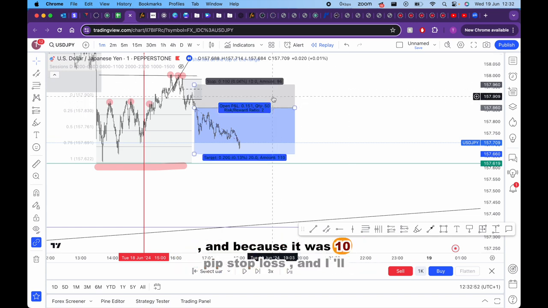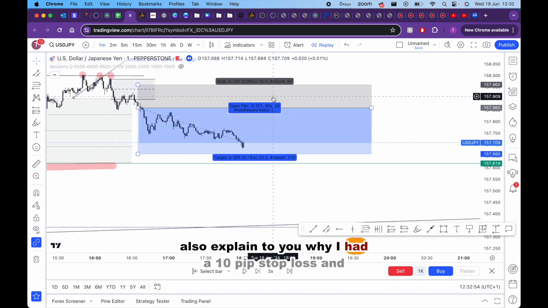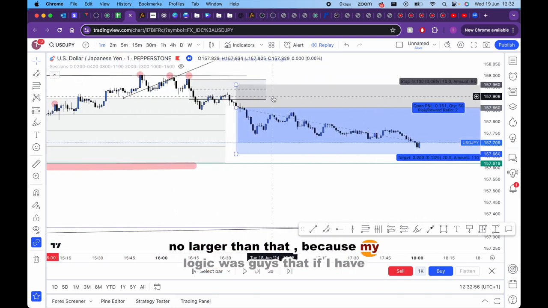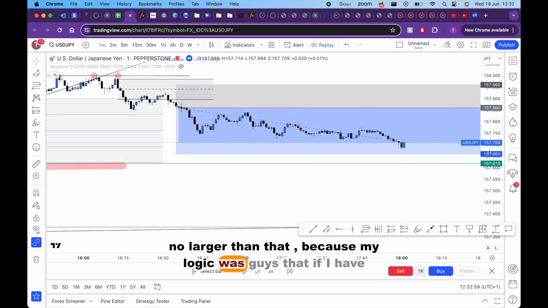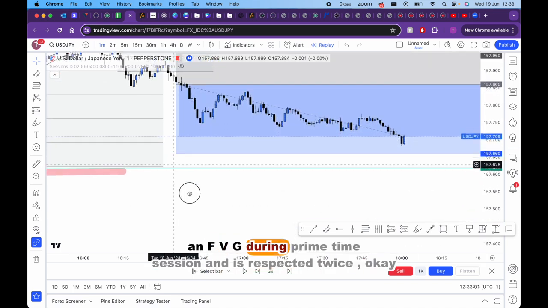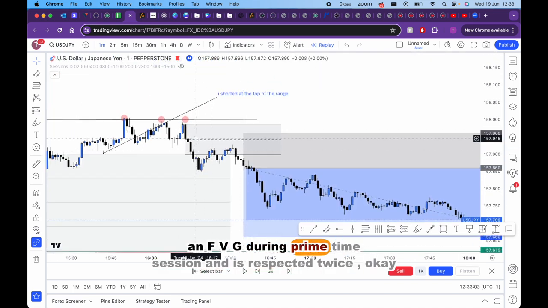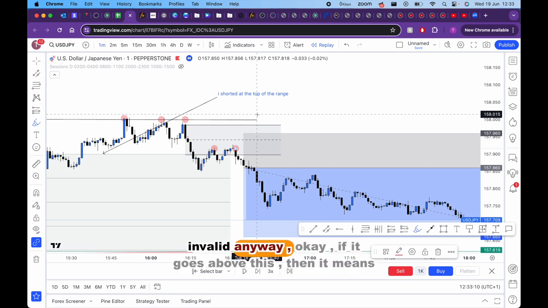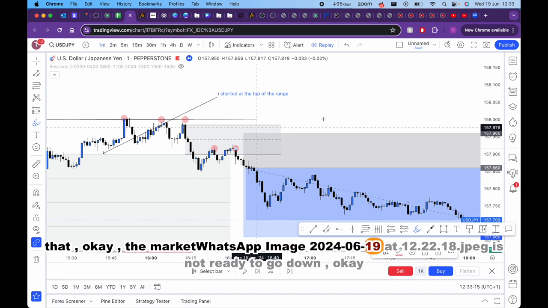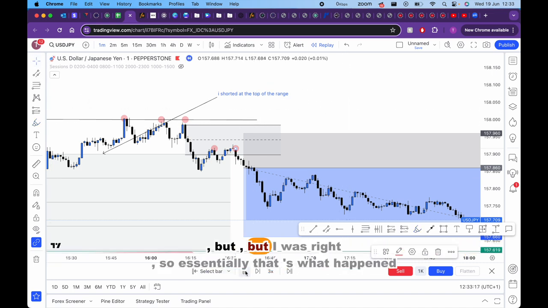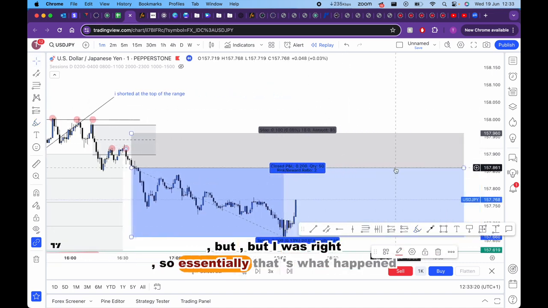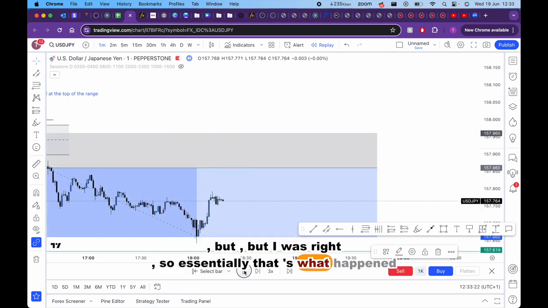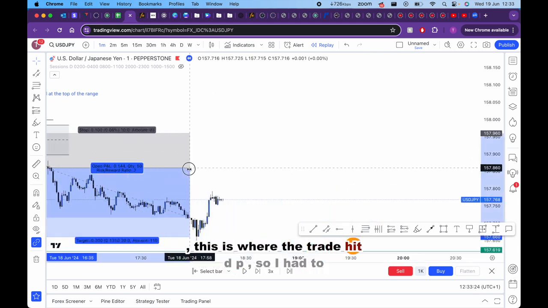And because it was a 10 pip stop loss, I'll also explain why I had a 10 pip stop loss and no larger than that. My logic was, guys, that if I have an FVG during prime time session and it is respected twice, more than likely if it goes above this, then my trade is invalid anyway. If it goes above this, it means that the market is not ready to go down. But I was right. So essentially that's what happened. This is where the trade hit TP.